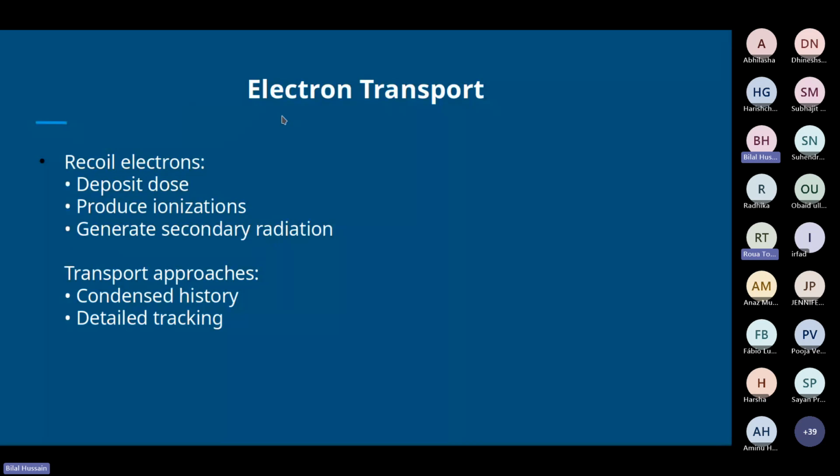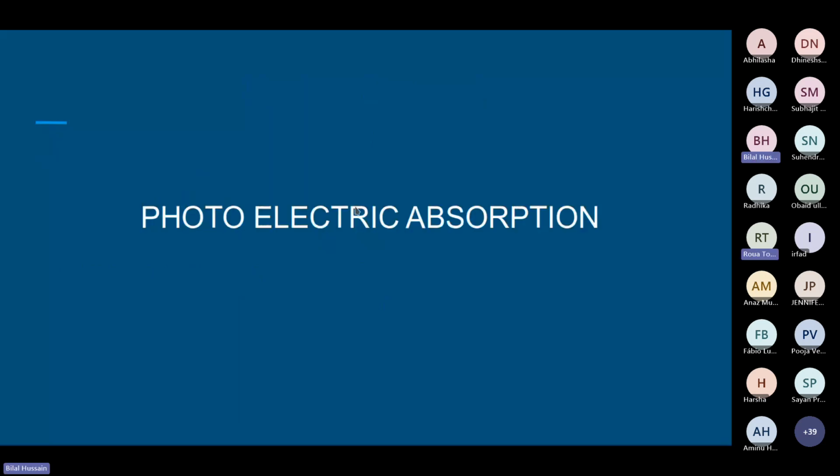Again, the recoil electron, that will be later on, not today's lecture. The recoil electron carries kinetic energy. What happens to that, how the electron goes there, how the photoelectric electron goes, all these things we will deal with in separate lectures. Next is photoelectric absorption.